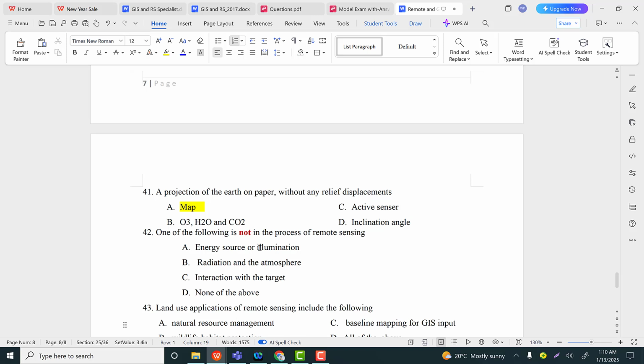A. Energy source or illumination. Energy source in passive remote sensing is the sun, whereas when we use active sensor, the sensor by itself releases beam of light to the target. So this option is correct. Radiation and the atmosphere, this is also correct. Interaction with the target, the incoming solar radiations that penetrate atmosphere to the ground or the target have its own interaction. This interaction may create absorption, reflection, scattering, and the like.